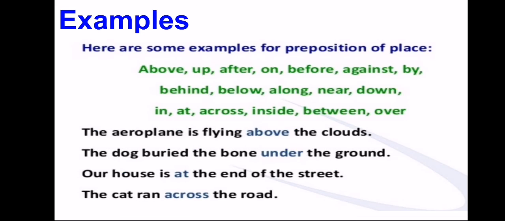Now here are some prepositions of place. These are up, above, after, under, near, down. For example, the aeroplane is flying above the clouds. The dog buried the bone under the ground. Now above and under, these are the prepositions of place.